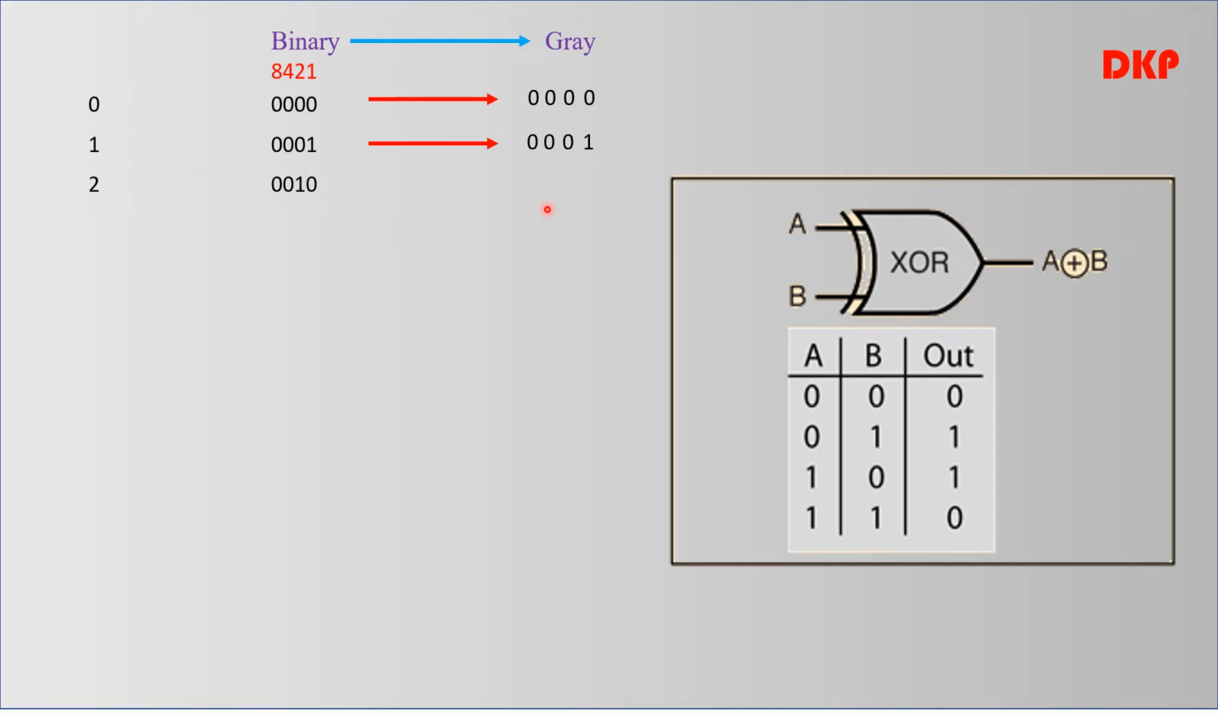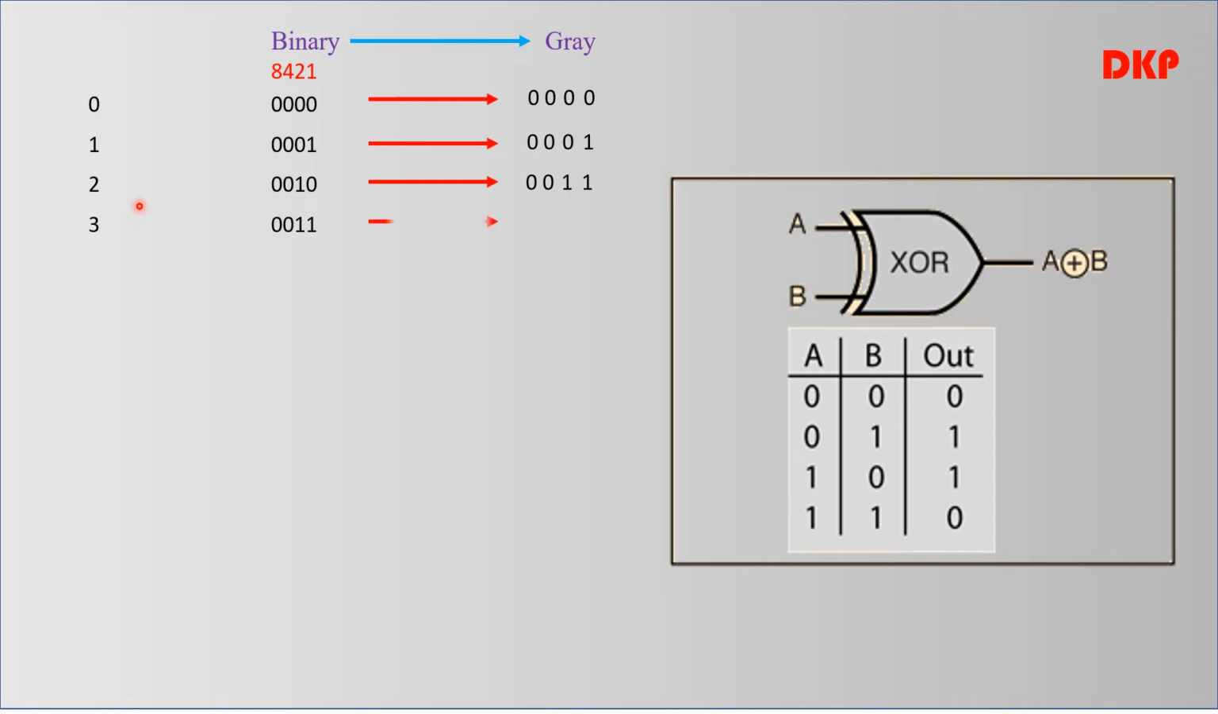Now let us check for 2. The binary of 2 is 0010. What is the gray code? The first bit is written as it is. XOR 0 with 0, you will get 0. Then XOR 0 with 1, you will get 1. XOR 1 with 0, you will get 1. So the gray code of 0010 is 0011. It is different. The gray code and the binary are different for 2.